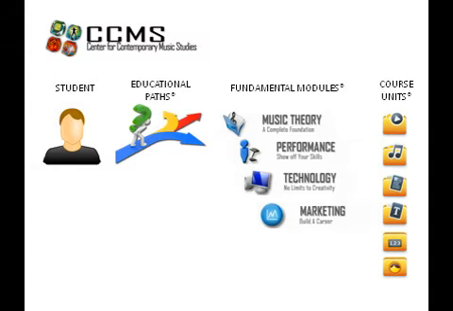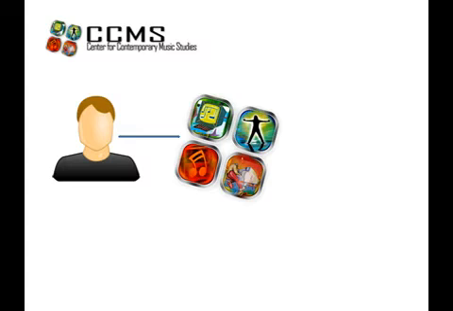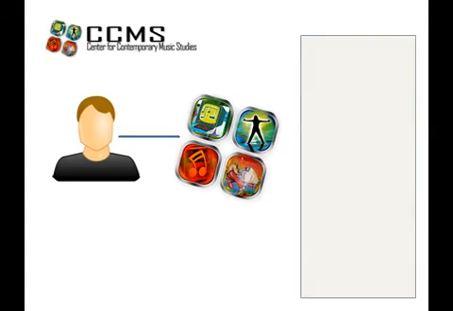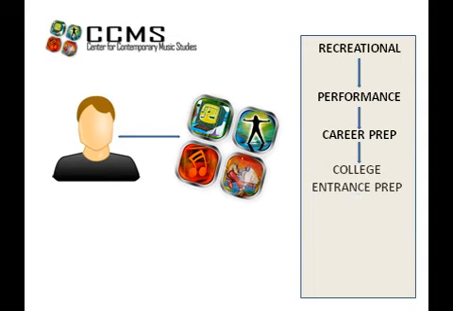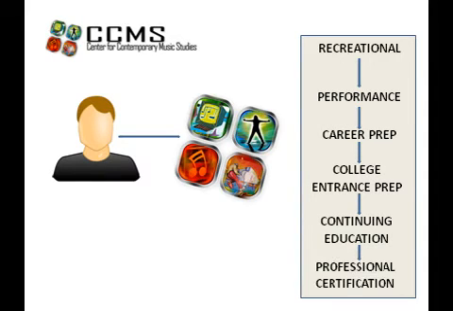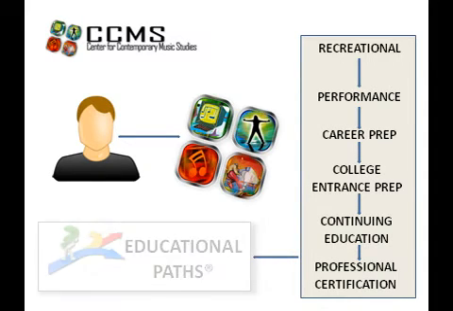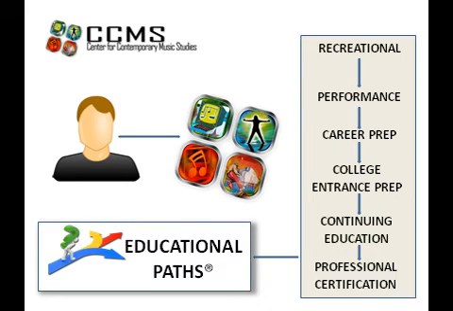So a student comes to CCMS with a desire to train for some level of proficiency in music and the music industry, whether it's simply recreational training where they just want to have fun with music, or all the way up to a professional certification. We refer to these processes as educational paths. We focus on what their goal is and create a program that has no bloated subjects to try to keep a student enrolled longer than necessary.